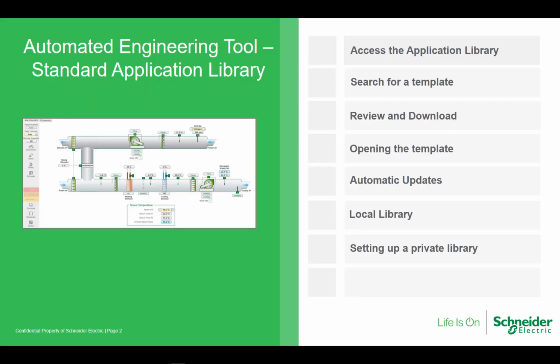In this video, we will explain and demonstrate how you can access the cloud-based application library, search for templates, review and download those templates that you might find useful, and finally open and use those templates. We will highlight the automatic update and version control features and show how you can keep your local library updated, as well as potentially set up your own private library.